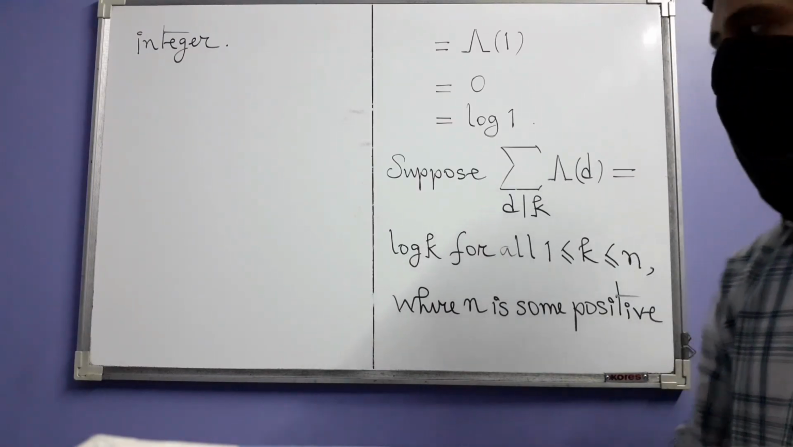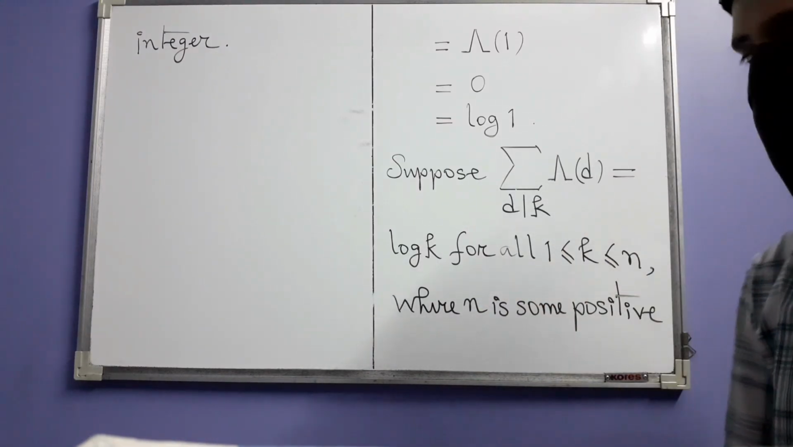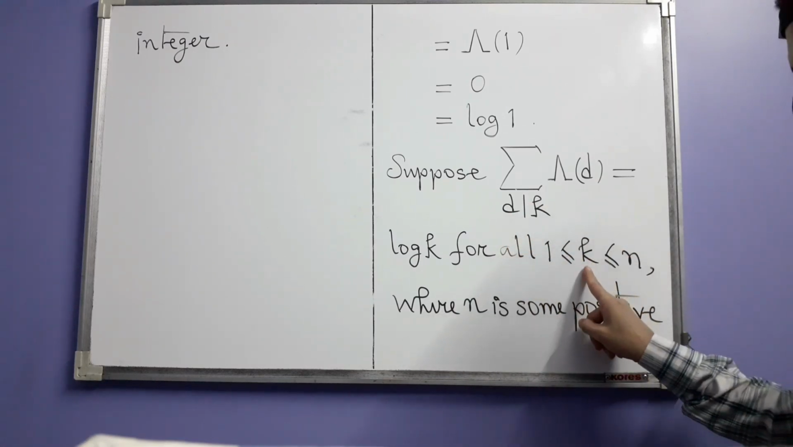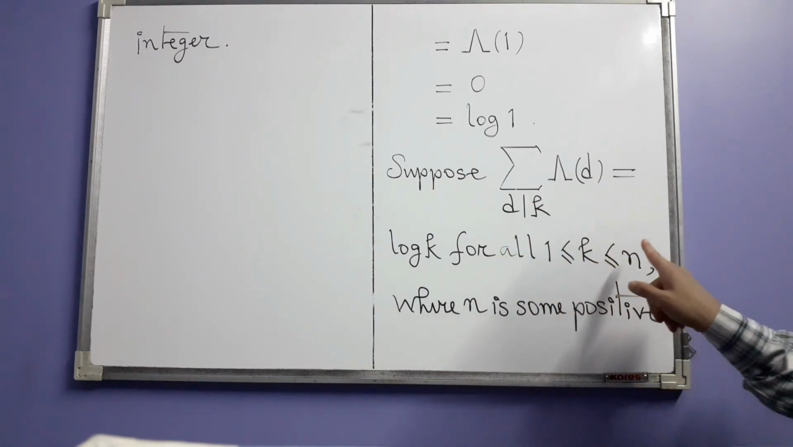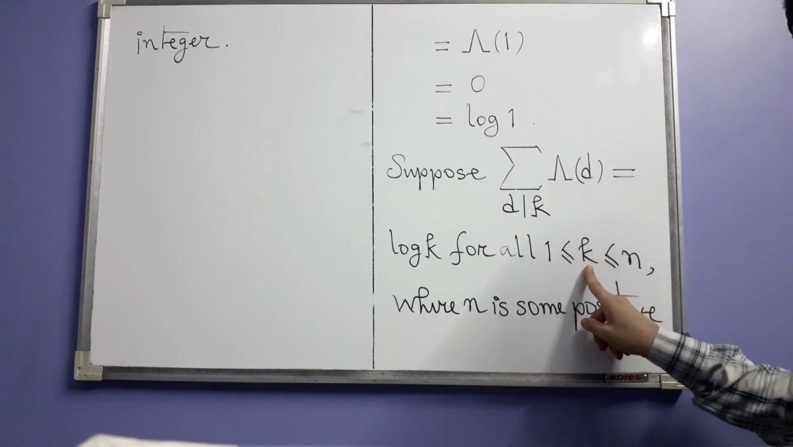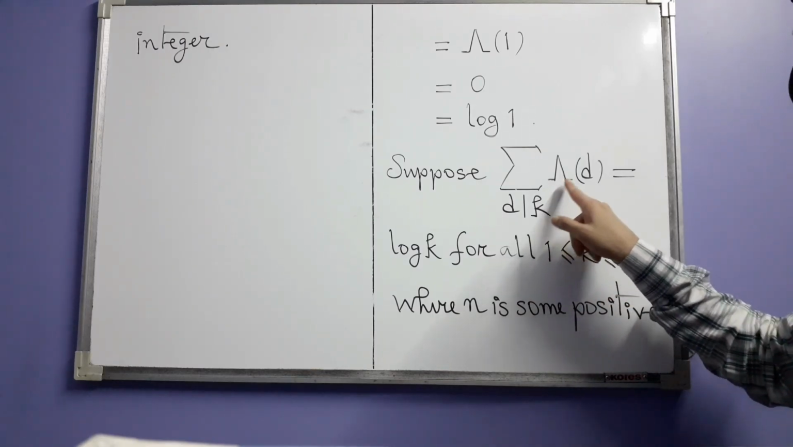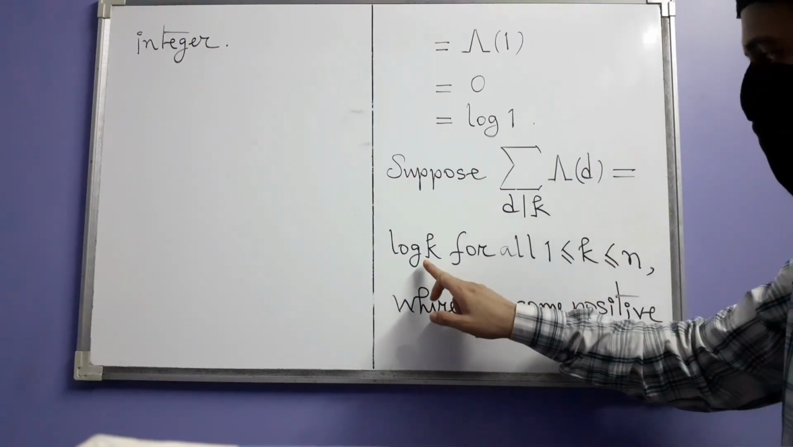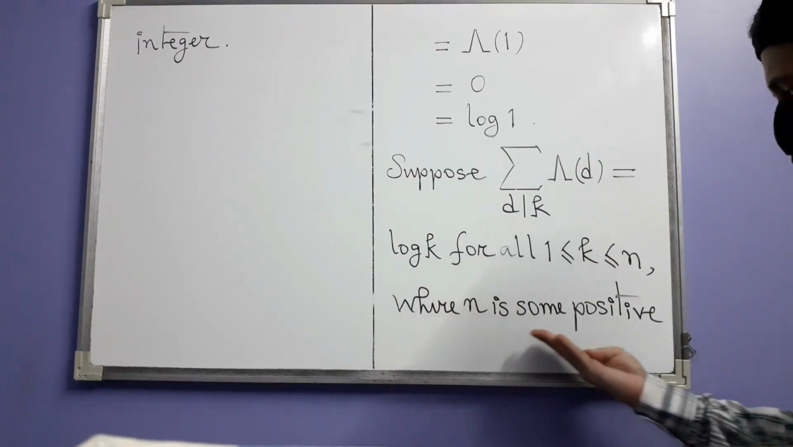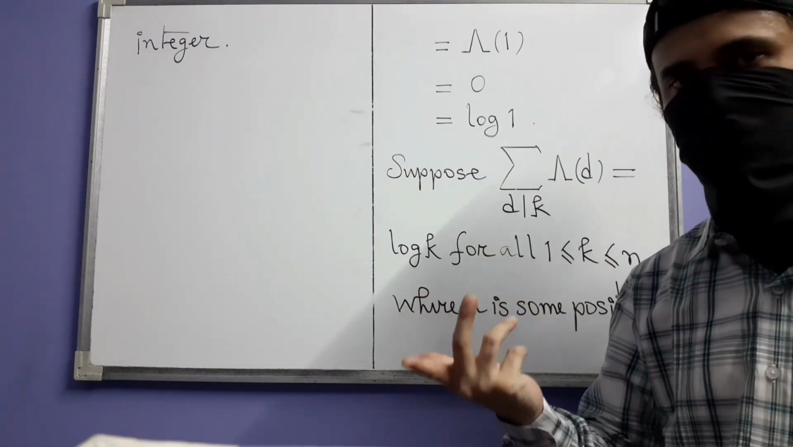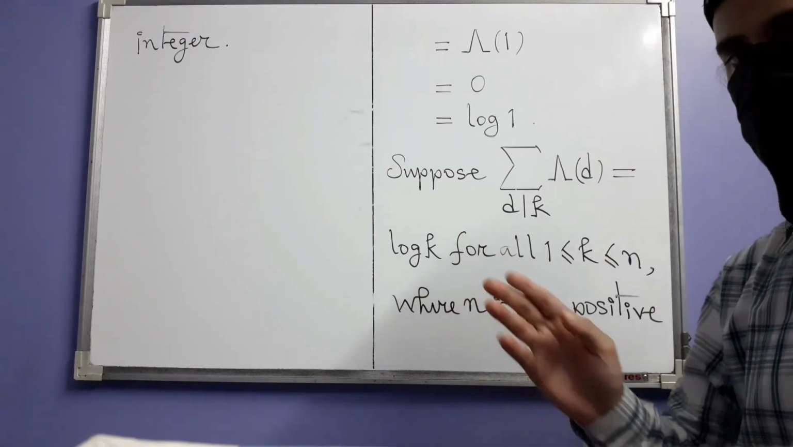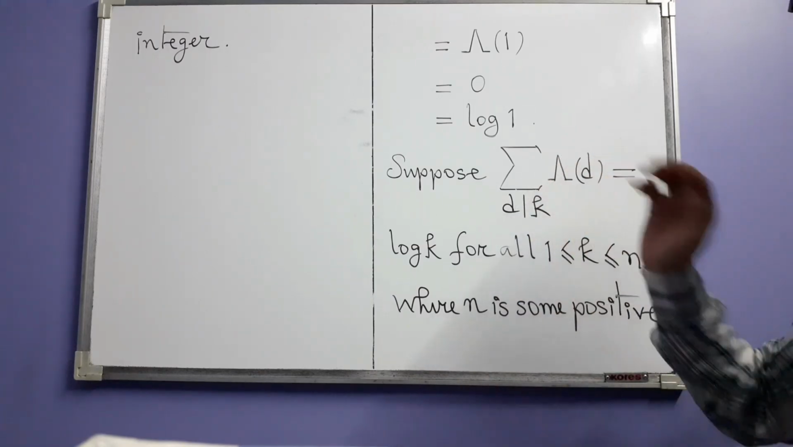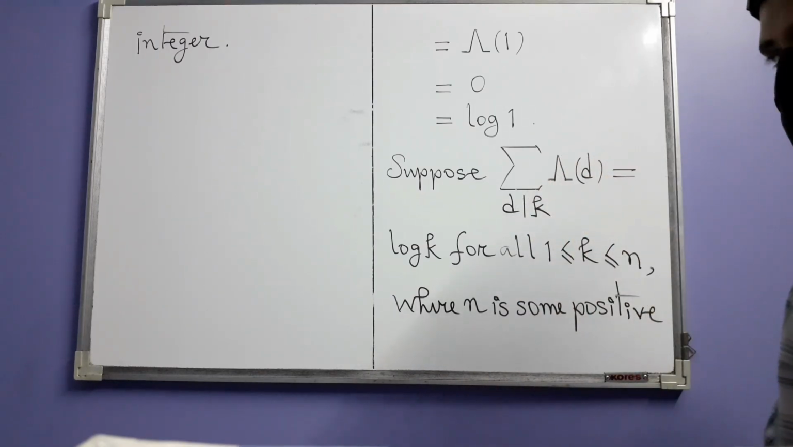And next we make the induction hypothesis, which is this. Suppose that the claim is true for all positive integers k less than or equal to n. That means for all such k, the sum of the lambda values of all the positive divisors of k equals log k, where n itself is some arbitrary but fixed positive integer. That means we are applying the strong version of induction. And now we have to prove the claim for n plus 1.